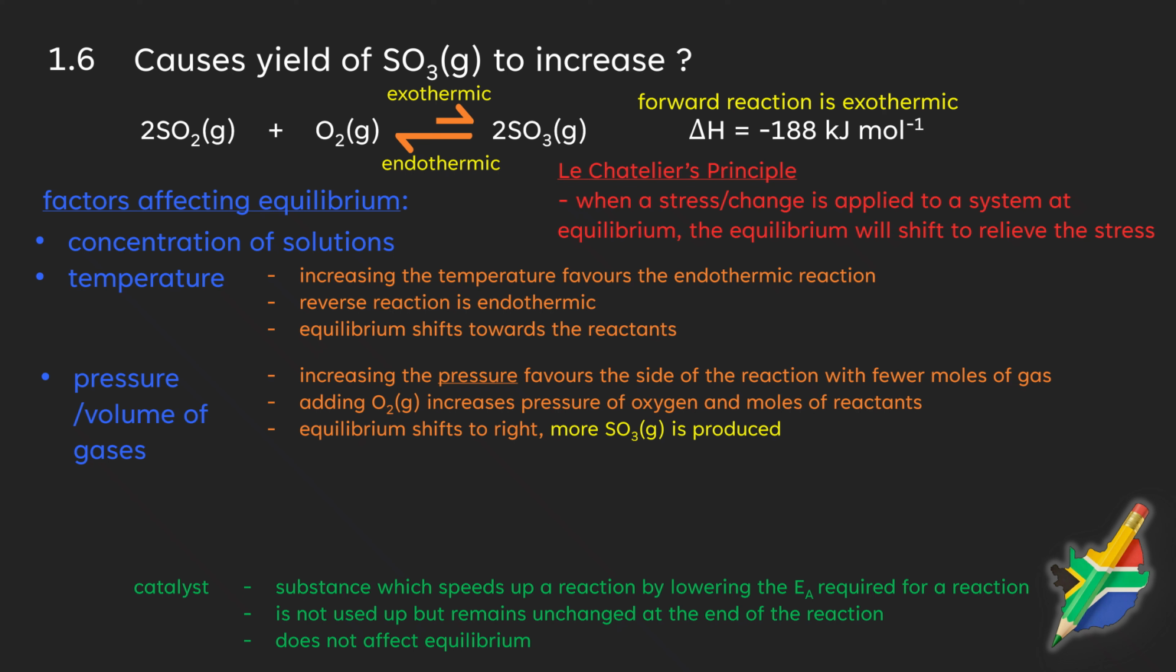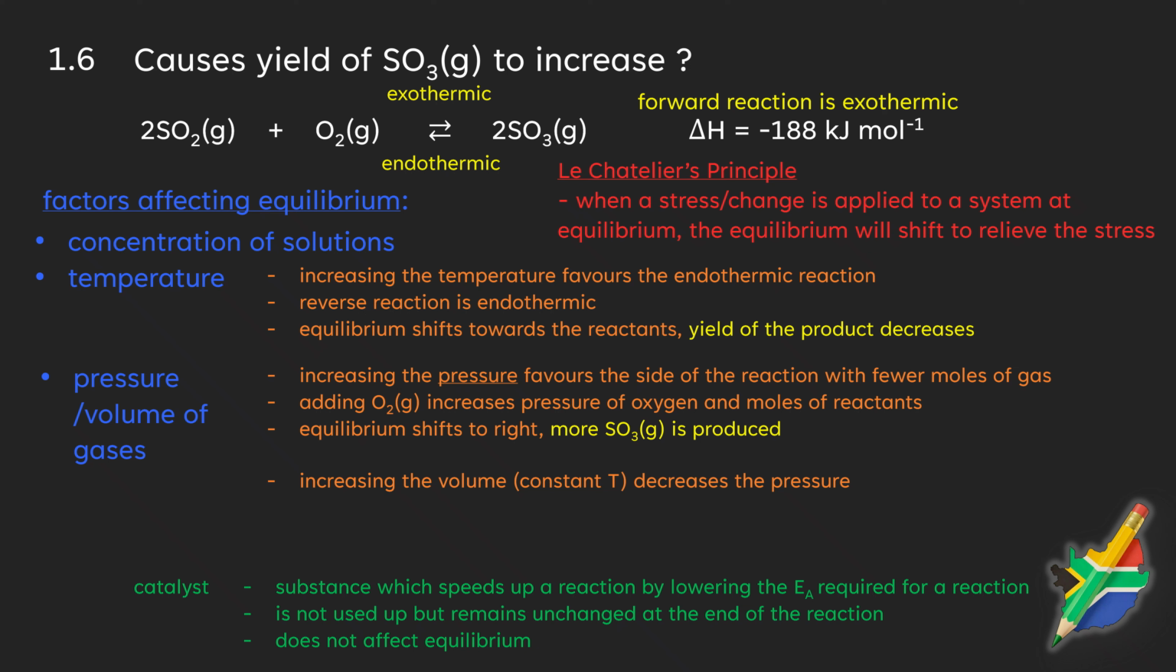Increasing the temperature will cause the equilibrium to shift towards the left, towards the reactant side. This will result in the yield of sulfur trioxide decreasing. We have confirmed that answer C is incorrect. Finally, answer D mentions increasing the volume of the container.